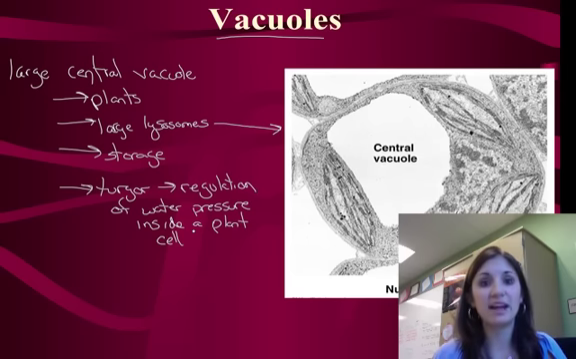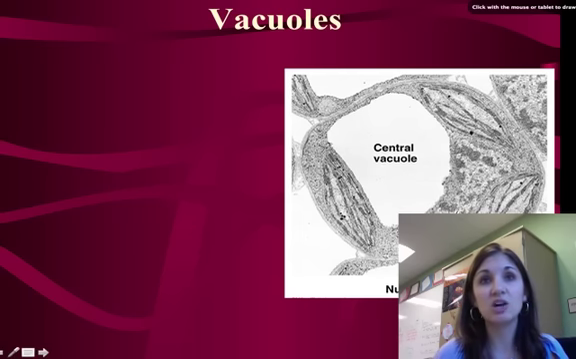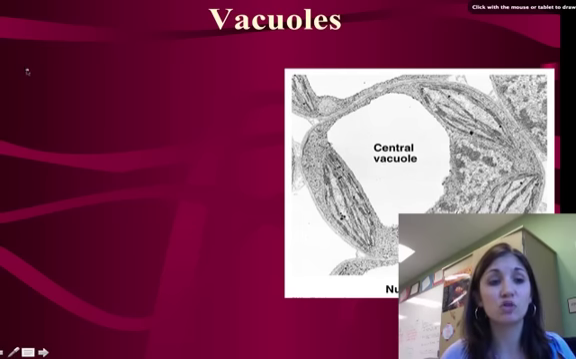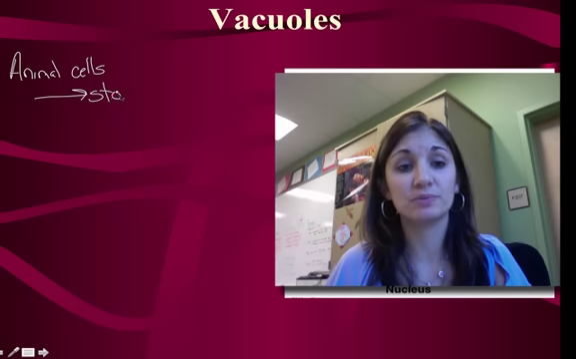This is just one feature of vacuoles, one purpose of vacuoles. Vacuoles do a variety of other things as well. For example, vacuoles can also serve as just general storage in animal cells. So in animal cells, they're acting as storage.